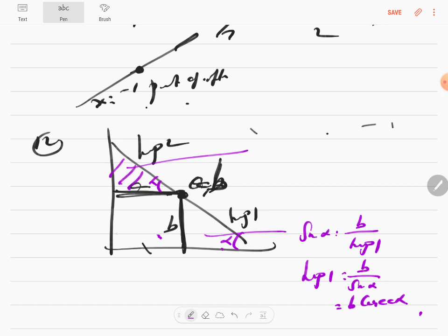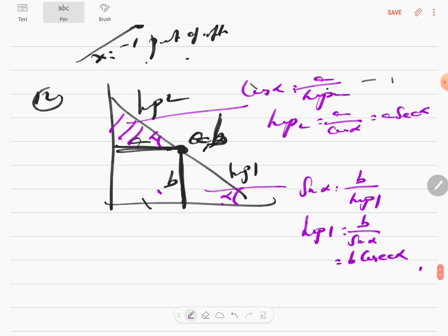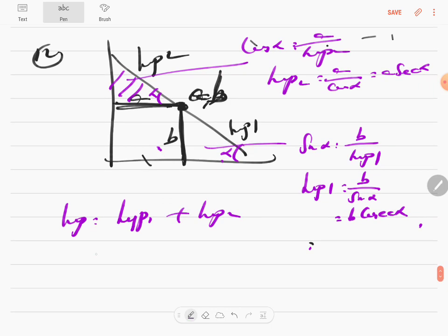Take this triangle now. Can you see? Adjacent is a. So cos alpha is equal to a by hypotenuse 2. So hypotenuse 2 is equal to a by cos alpha, which is a secant alpha. So you got what is your hypotenuse 1 and hypotenuse 2. That has to be maximum. So then total hypotenuse, therefore, is hypotenuse 1 plus hypotenuse 2, which is a secant alpha plus b cosecant alpha, whatever it is, in whichever order.